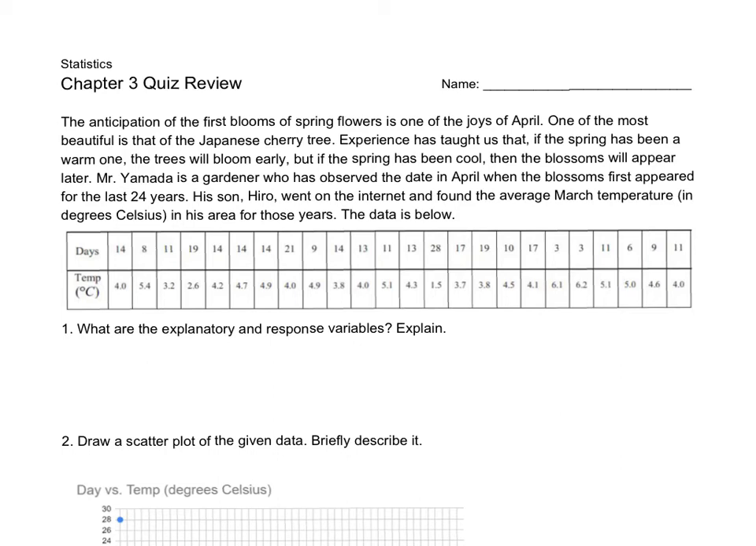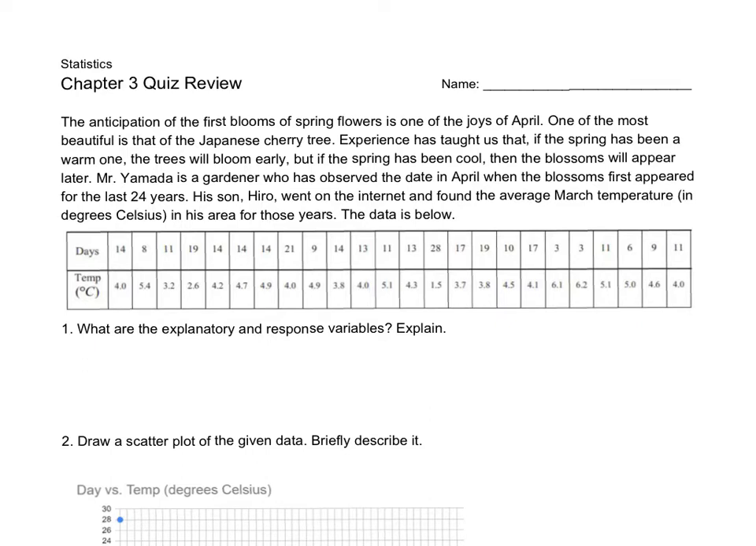When reviewing for the Chapter 3 quiz, we are going to use one problem and go over everything that we talked about in Chapter 3. So in our problem, we are looking at the average March temperature in degrees Celsius over 24 years, and then the date in April the first Japanese cherry blossoms appeared.